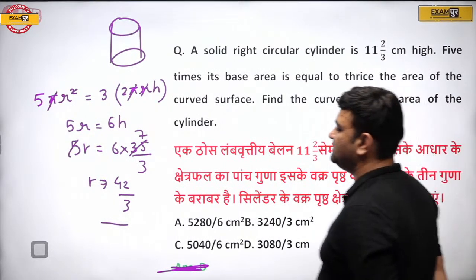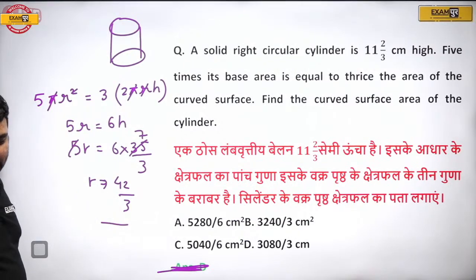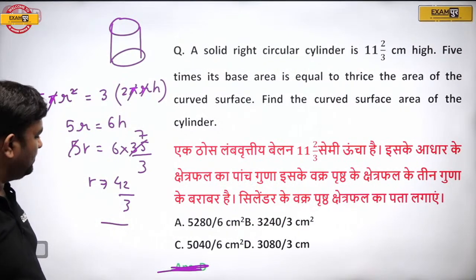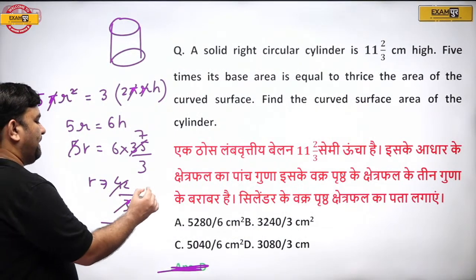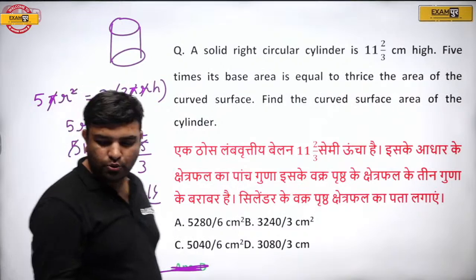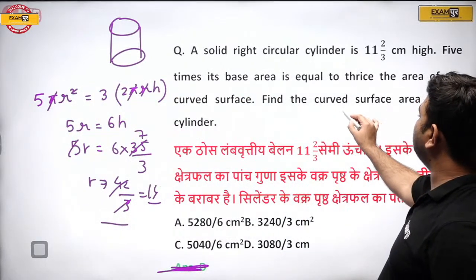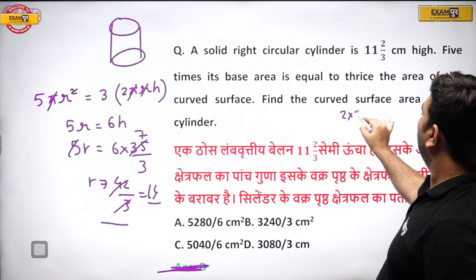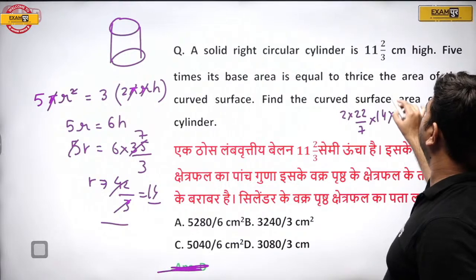This is the bitter truth, that this is your radius, which is coming out to be 14. Okay. So the curved surface area of a cylinder is 2 pi r h.